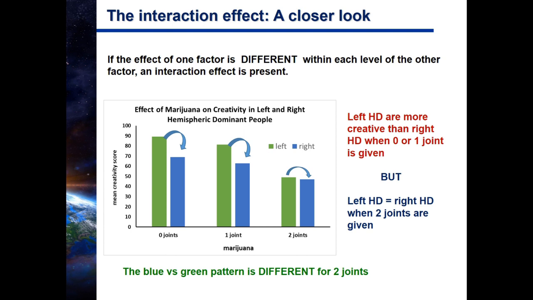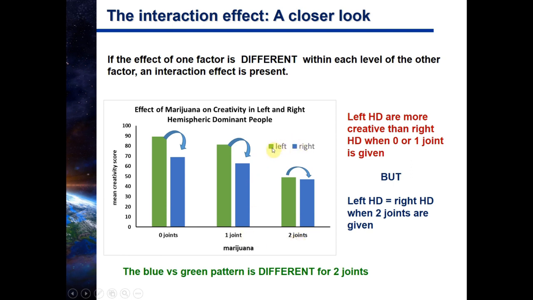And at that point, we've got to try and figure out, well, okay, what does this mean? How are we going to interpret that? So we're going to do that now, looking at this graph. One way that we can interpret this interaction effect is to compare left and right hemispheric dominant people on creativity scores, but we'll do it separately for the 0 joint group, the 1 joint group, and the 2 joint group.